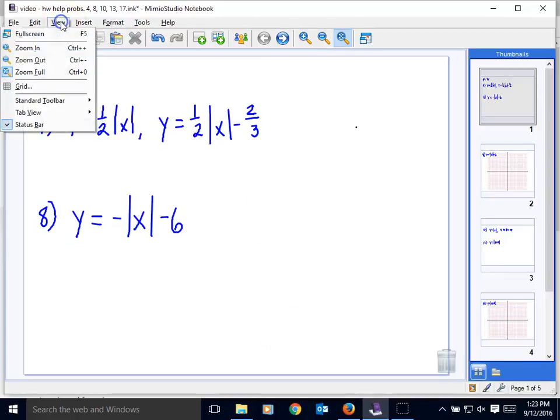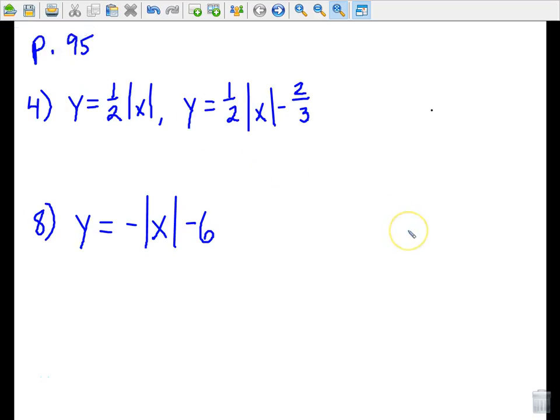I thought I'd help you out with a few of the homework problems from this section 2-6 assignment. I'm on page 95 in your textbook, and I'll just start off with number 4. You've hopefully already worked this, but I just want to give you some confirmation that you did the right thing, or maybe you've got something that you need to fix.